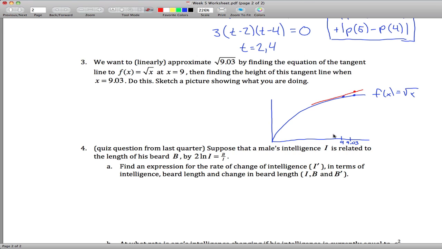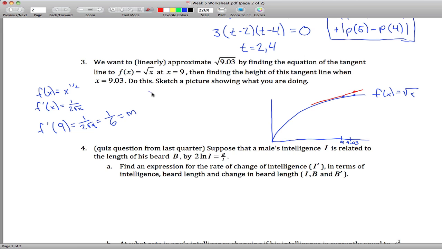But using this red line to estimate the blue line, it's not a great approximation when you get way out away from 9. So anyways, if we do the work, we've got f of x equals the square root of x, and we want to find the equation of the tangent line at 9. We'll start by finding f prime of x. Done this a few times. Move the 1/2 down in front, negative 1/2, switch those back to square roots. So f prime of x is 1 over 2 root x, and f prime of 9 is equal to 1 over 2 root 9, which is 1 over 2 times 3, which is 1/6. So this right here is our slope.